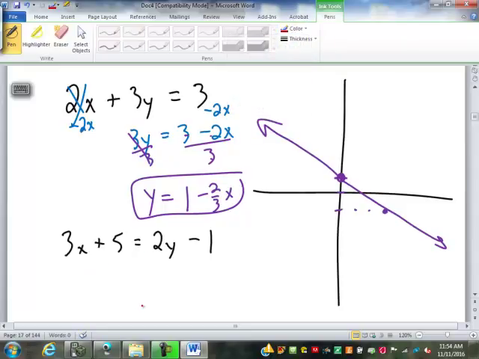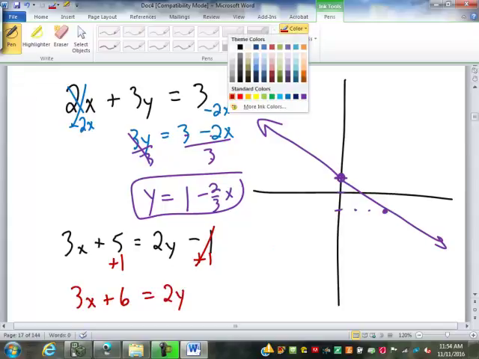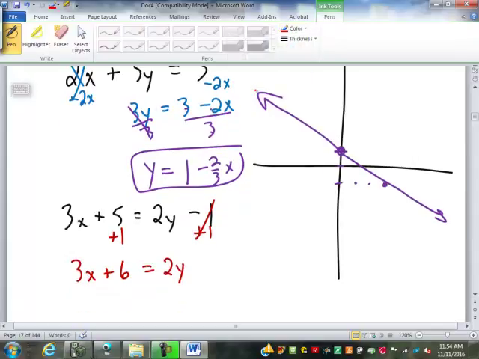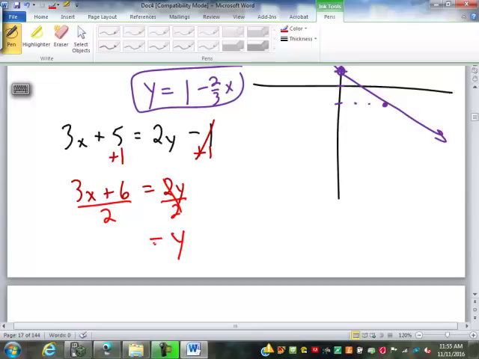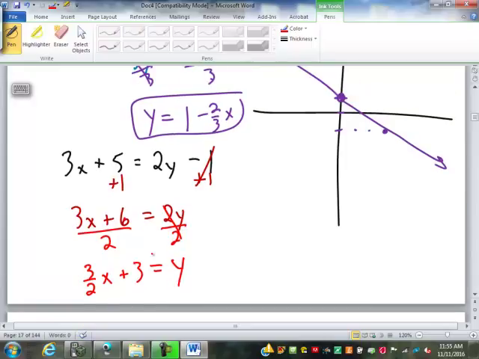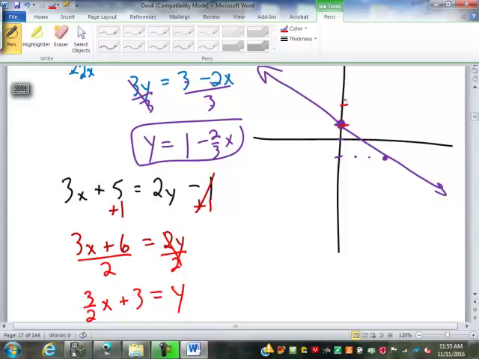Over here, I've got the y on the other side. I'm going to have to add 1 to make this 3x plus 6 equals 2y. And then divide by 2. So that's just y. 3x divided by 2 is 3 over 2x. 6 divided by 2 is a positive 3. So to graph that, I will start out at positive 3. And I will go up 3 over 2.